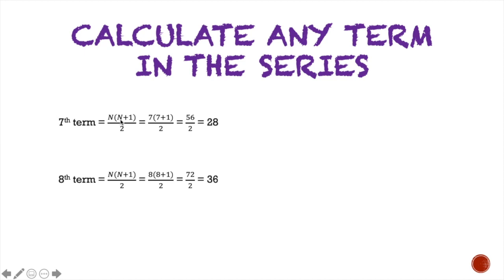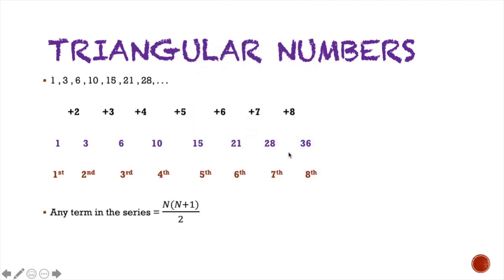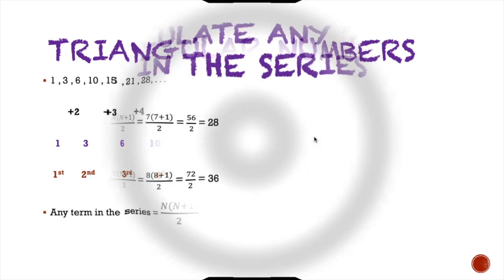So if we plugged in the number 7 where we see n in this formula, we would get 56 divided by 2, or 28 elements in the 7th term. Similarly, if we want to calculate the 8th term in the sequence, we can perform the same operation and we would get 36 elements in the 8th term. And if we check back on our table here, we will see that the 7th term does indeed have 28 elements, and the 8th term indeed has 36 elements.